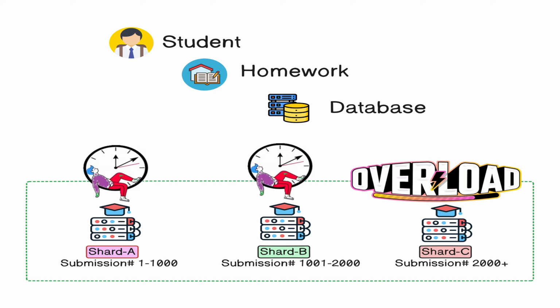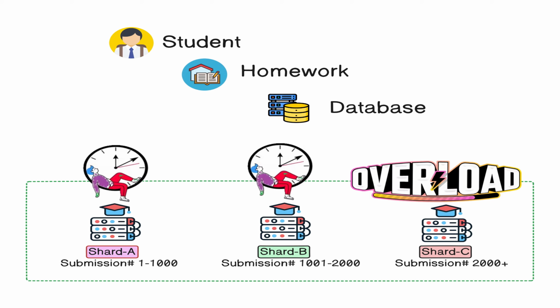Sharding is meant to split the data and work evenly across multiple databases. But when you use a sharding key that keeps increasing, like submission number or a timestamp, all new writes go to just one shard. Other shards are underused. You get a data hotspot which leads to performance issues.